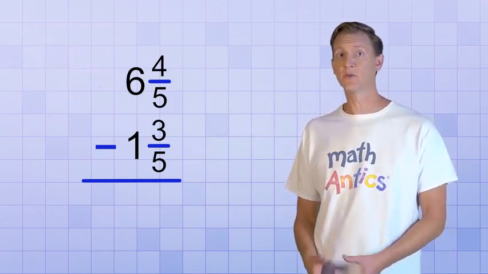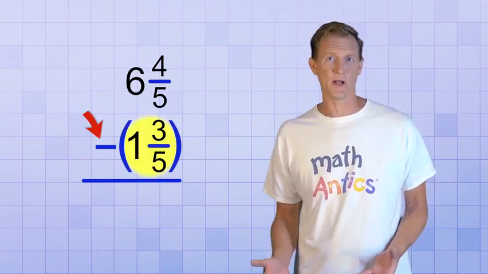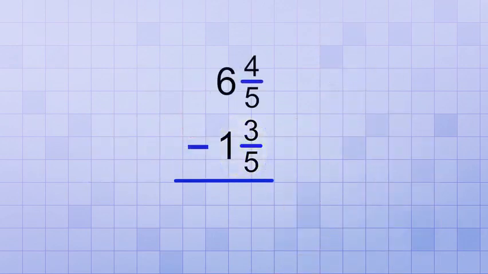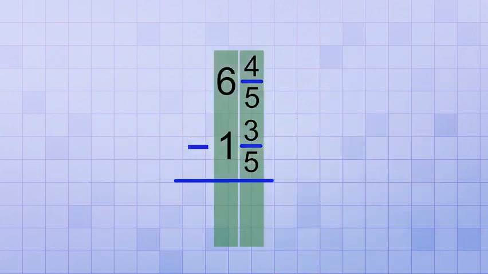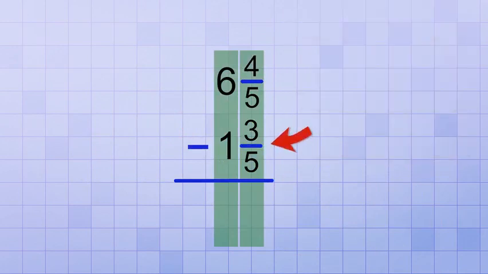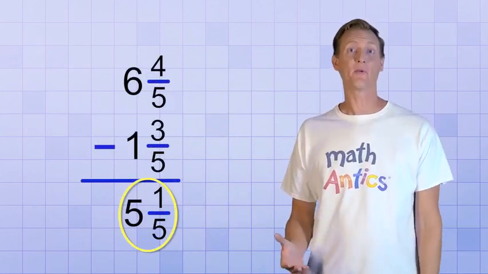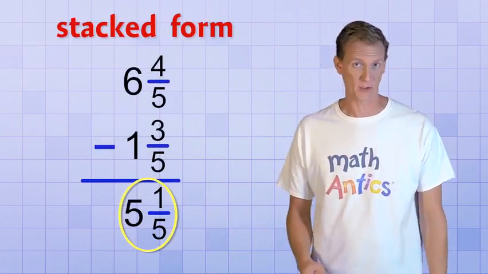And doing that helps us remember that both parts of a mixed number are being subtracted, even if we don't put parentheses around them to remind us. That's because we'll subtract the parts column by column, just like we would in multi-digit subtraction. We'll subtract the fraction on the bottom from the fraction on the top, and then we'll subtract the whole number on the bottom from the whole number on the top. 4/5 minus 3/5 is 1/5, and 6 minus 1 is 5. So the answer is just 5 1/5. See, that really was easy. And that's why I recommend using stack form whenever you can for subtracting mixed numbers.